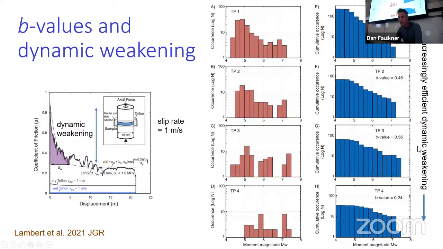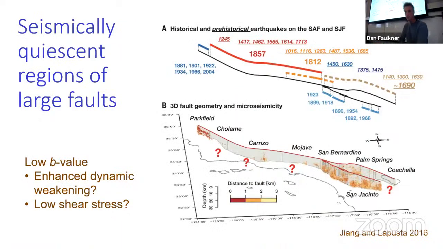When we have very efficient dynamic weakening, this produces lots of big events, these model spanning events, and not very many small events at all. And if we don't have very efficient weakening during our earthquakes, then we end up with higher B values, more small events and not very many large events. And I just want to briefly say why this might be.